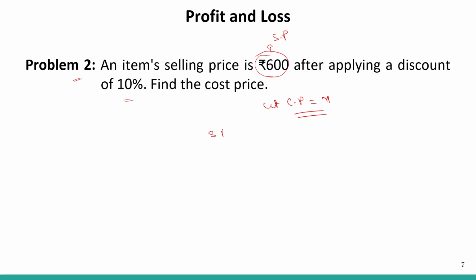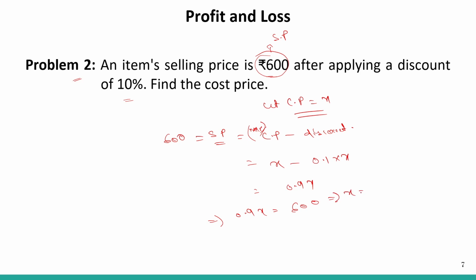Given that, SP is equal to the cost price minus the discount, or we can also say MRP. So this is X minus the discount. The discount is 10%, so the discount amount is 0.1 into X. So this is nothing but 0.9X. This implies that 0.9X is equal to the selling price, that is 600. So this implies that X is equal to what?